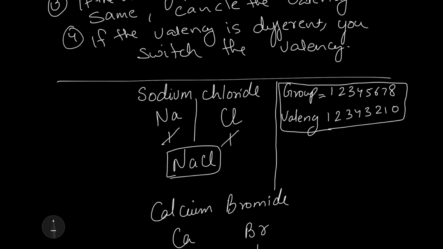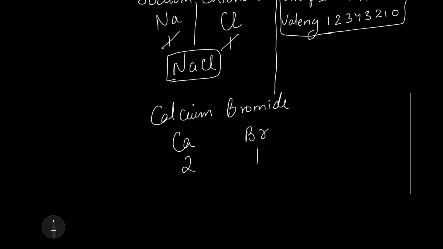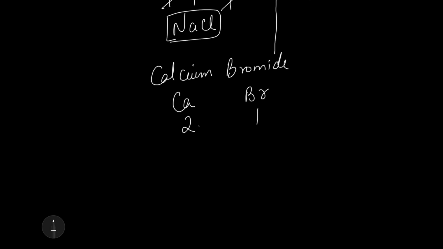Now, the rule 4 says if the valency is different, you have to switch the valencies. So how you're going to switch the valencies? Calcium's valency goes to bromine and bromine goes to calcium. That's why you get calcium bromide. So Ca1 Br2. We don't show 1. Okay?